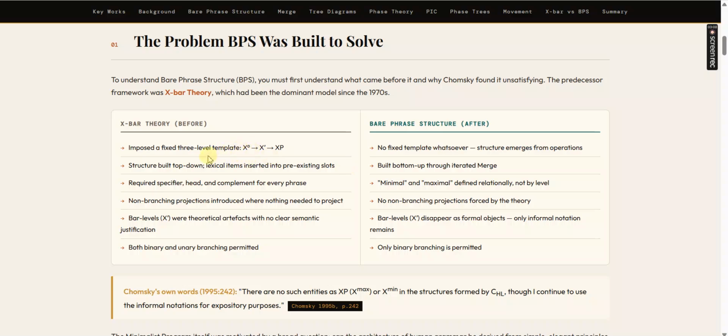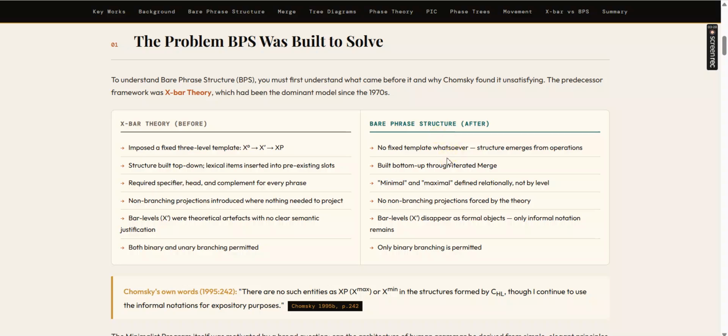So this is the difference: X node, that is the simple head, then X-bar, then XP. We have discussed this in our X-bar theory videos. You can check it from there.